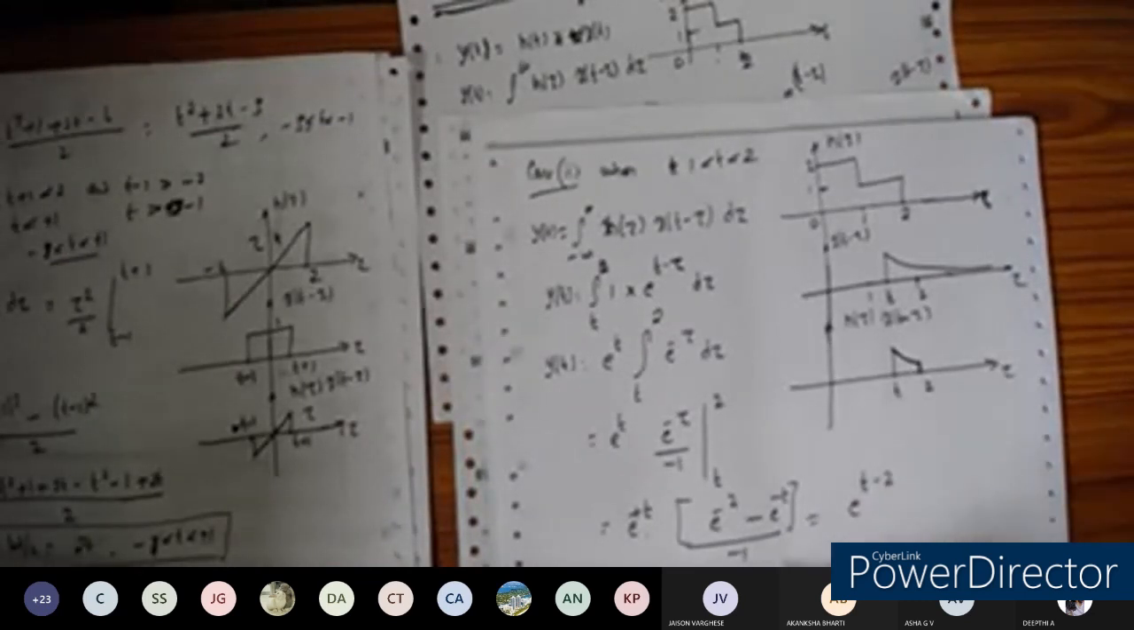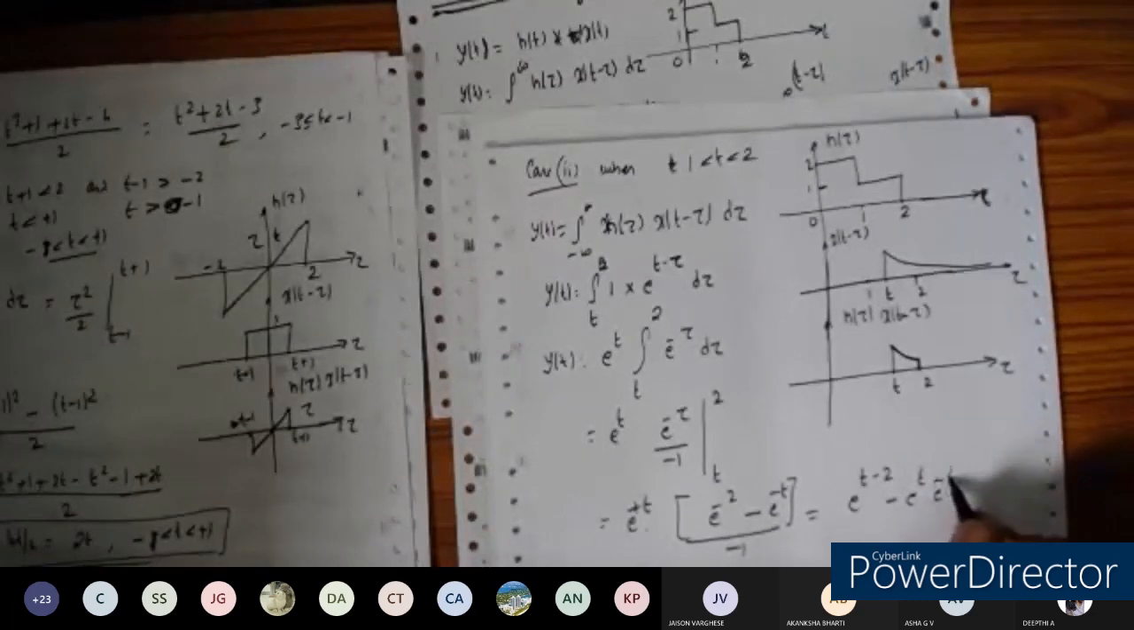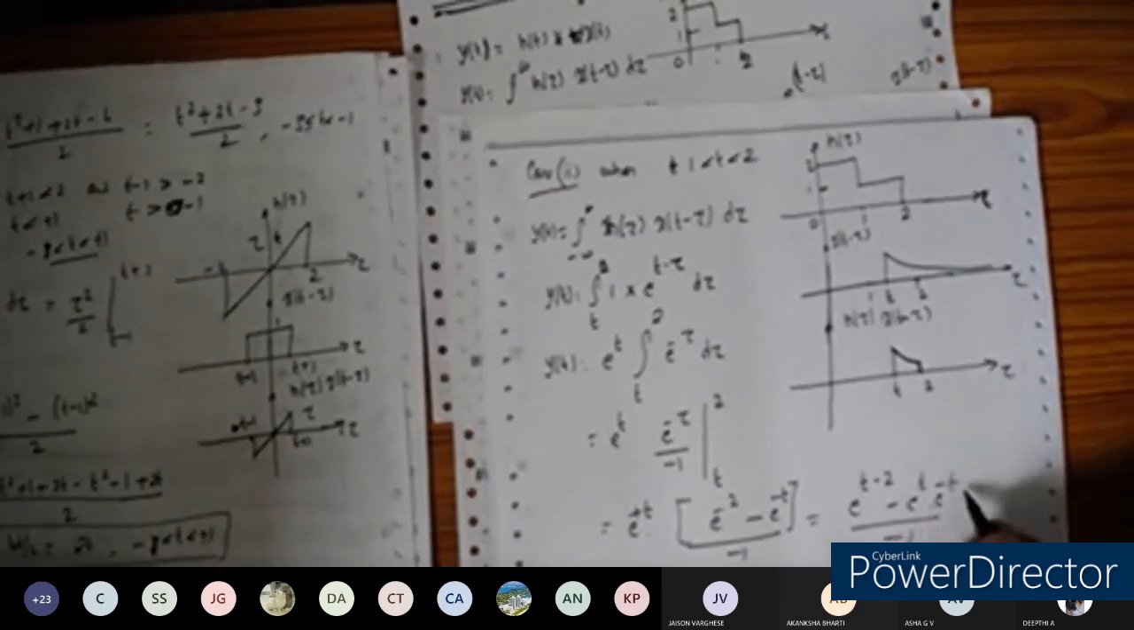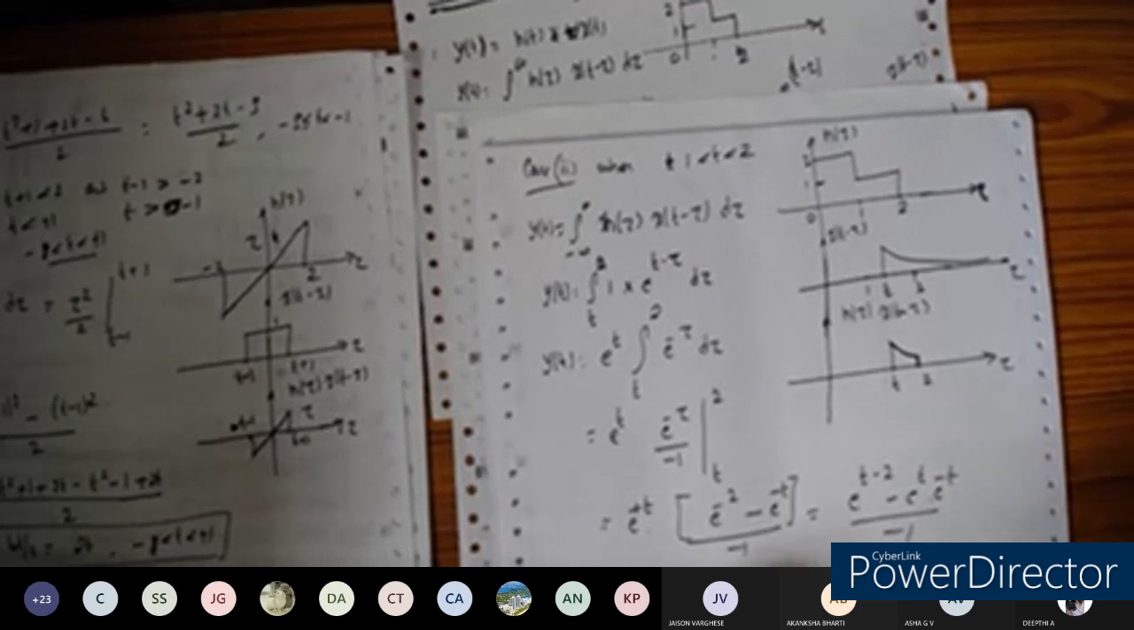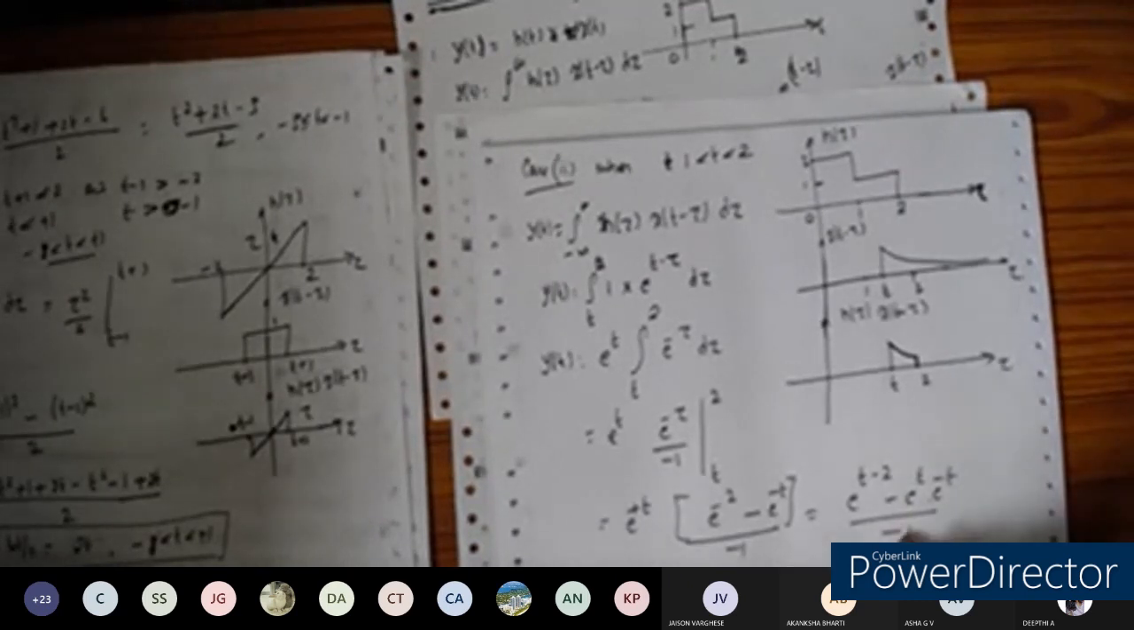Then, minus e to the power of plus t into e to the power of minus t, divided by minus 1. e to the power of plus t minus t becomes 0, and e to the power of 0 is 1, with the minus 1 there. So you can write it as 1 minus e to the power of t minus 2. Okay, so this is y of t.